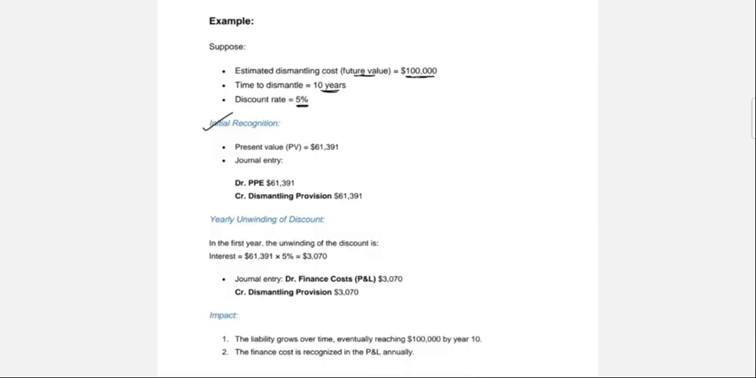You will discount this value to its present value. All right. And therefore, the present value is $61,391. How is it calculated? I will show you. You must note down that the formula of the present value is going to be future value multiplied by 1 plus r, which is the discount rate, raised to the power of minus n. Minus n is going to be the number of years for which you are calculating the present value.